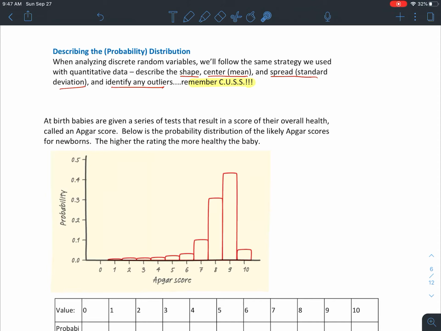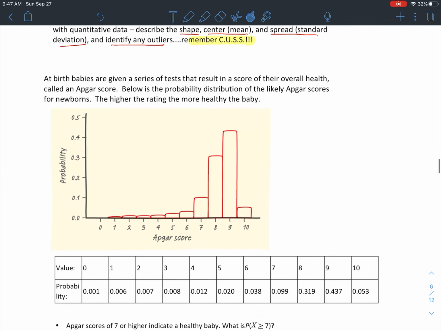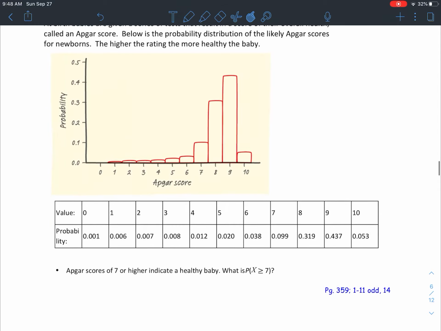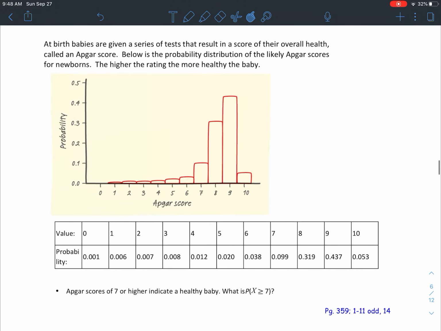So here's what we're talking about in this example. It mentions that at birth, and this is true, doctors do this, there are a series of tests given to babies that result in a score of their overall health, and we call that score an APGAR score. You can see in both the probability distribution in the form of a table as well as the one in the form of a histogram the likelihood of these APGAR scores for newborns. It seems like the higher the rating, the more healthy the baby is.